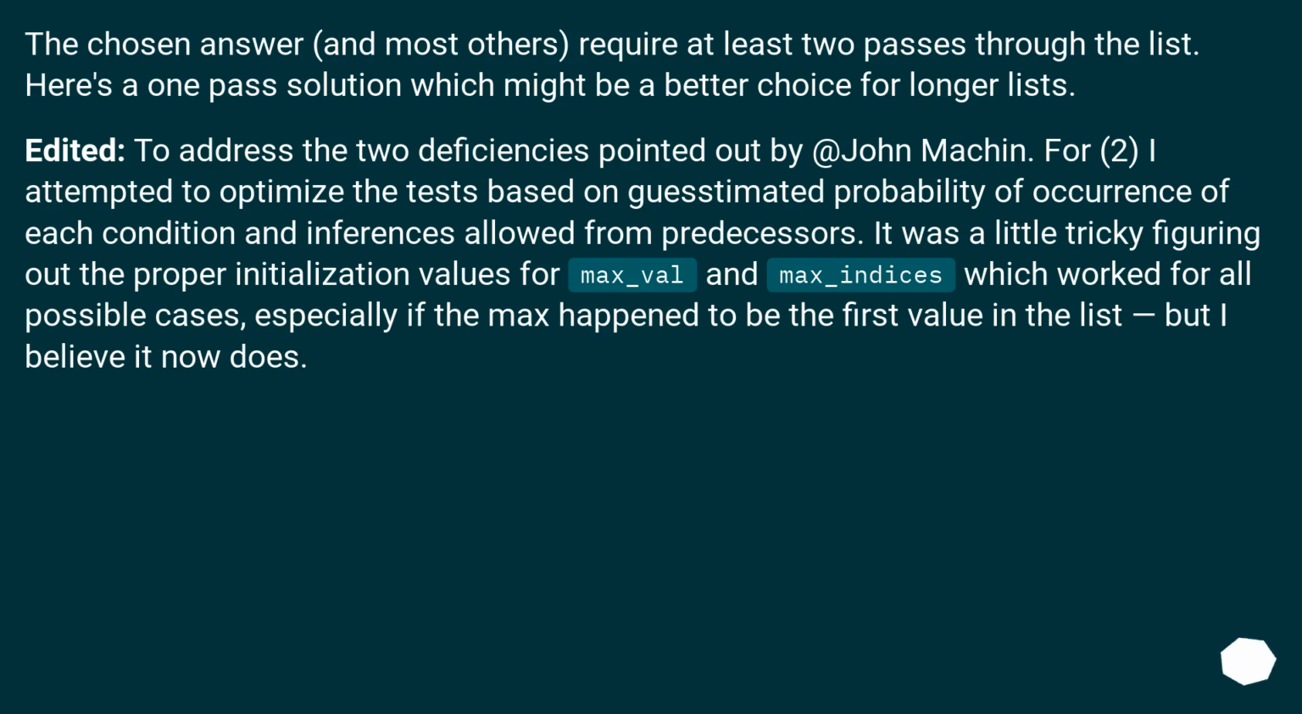2. I attempted to optimize the test based on guesstimated probability of occurrence of each condition and inferences allowed from predecessors. It was a little tricky figuring out the proper initialization values for max_val and max_indices, which worked for all possible cases, especially if the max happened to be the first value in the list, but I believe it now does.